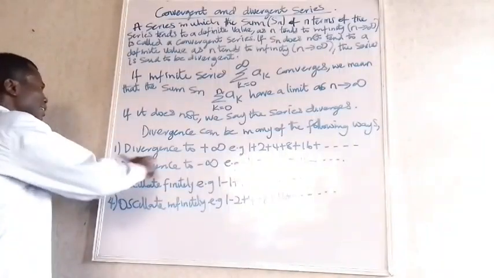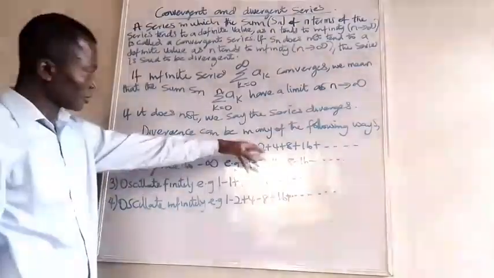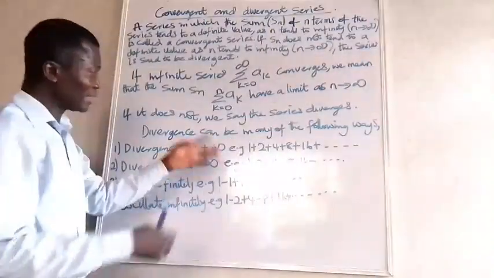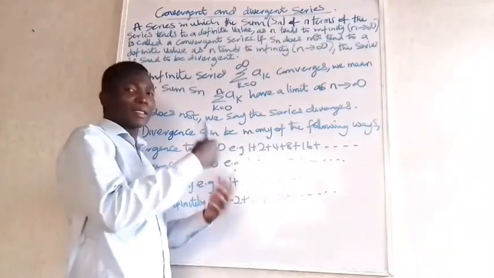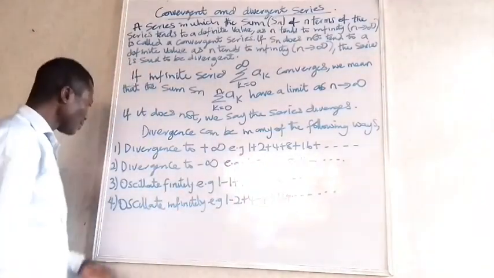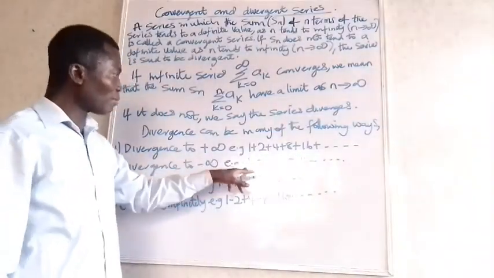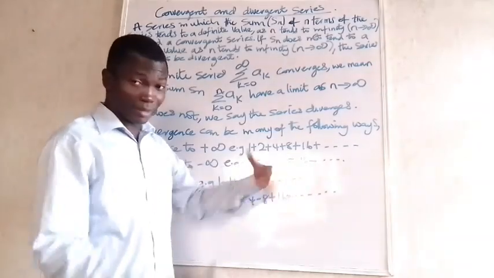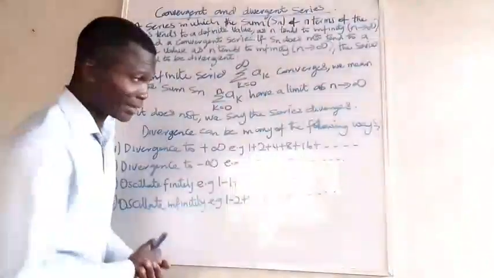1. Divergence to positive infinity. Look at it: 1 plus 2 plus 4 plus 8 plus 16. Like I said before, in this instance, r is greater than 1. 2. Divergence to negative infinity. Look at this one: minus 1, minus 2, minus 4, minus 8, minus 16. You can see, in this instance too, r is greater than 1.